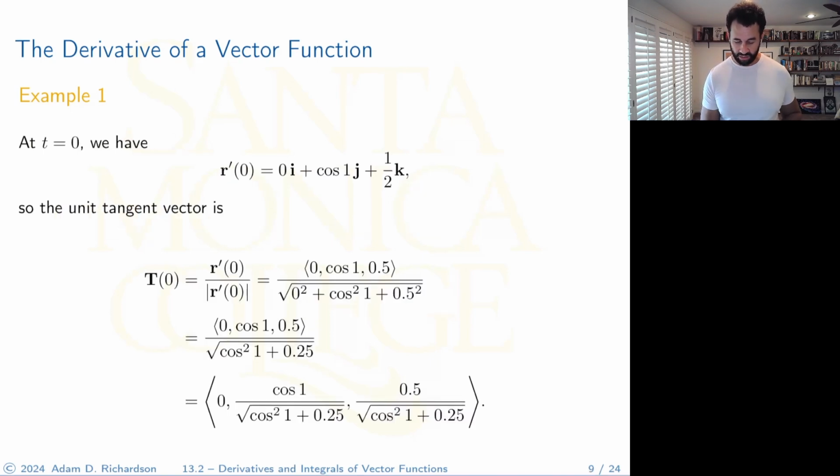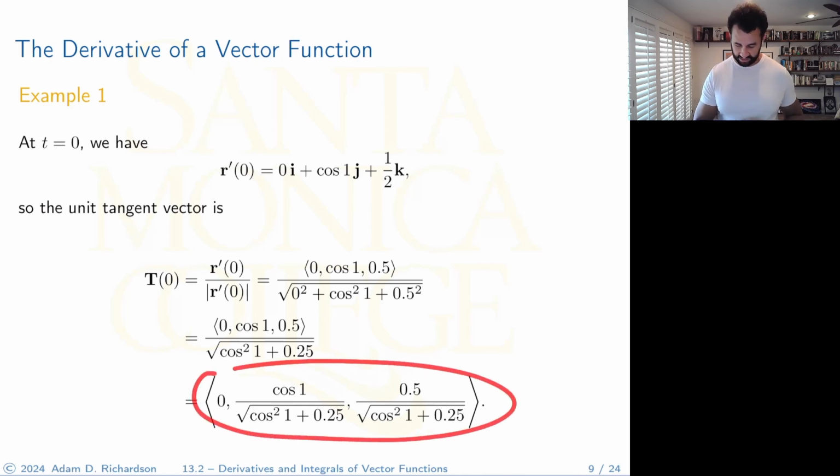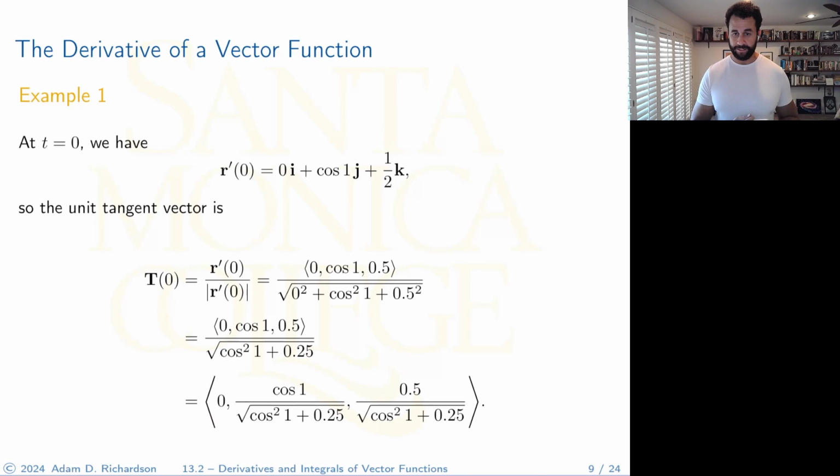We know that r prime of 0 is given by this vector right here. So if we want to know what T of 0 is, that's the unit vector at that moment in time. We're just going to divide r prime by the length of r prime at this point, at t equals 0. And this is about as simple as it gets.